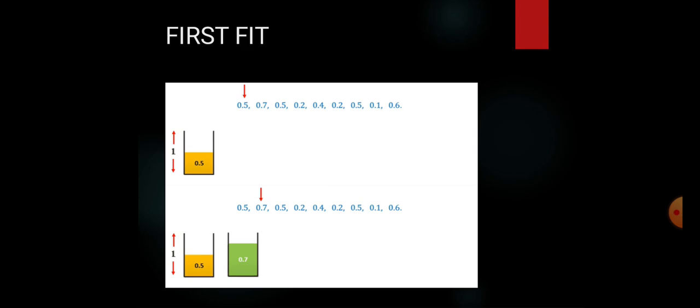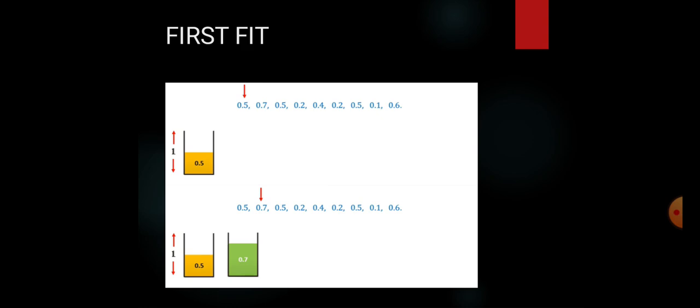For that, we have so many algorithms. In this lecture, we are going to see two different algorithms. One is the first fit algorithm, another one is the best fit algorithm, and we are going to see the difference between these two. I'm going to explain this with an example problem. So consider a problem. We have a bin size of 1, and we have the data 0.5, 0.7, 0.5, 0.2, 0.4, 0.2, 0.5, 0.1 and 0.6.